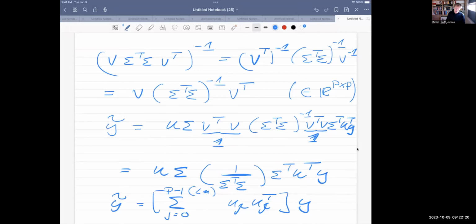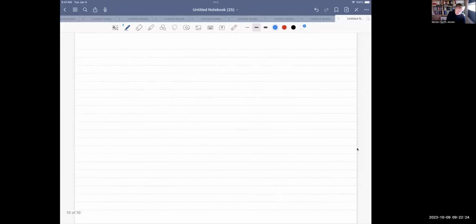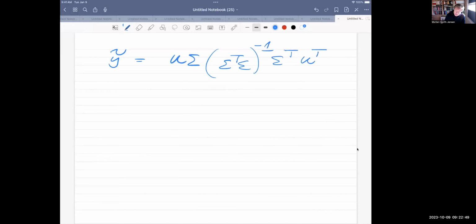So the expression which we have for y tilde, the model which we have, is now given in terms of the matrix U multiplied with sigma. And then we have this matrix sigma transpose times sigma and the inverse of that one, multiplied with sigma transpose, multiplied with U transpose, multiplied with y.